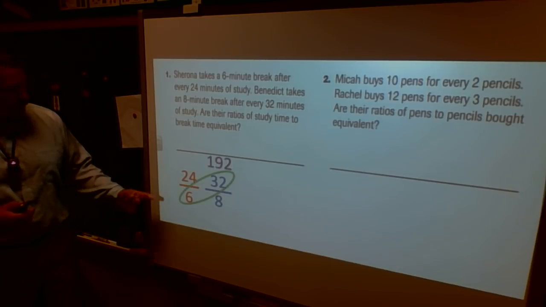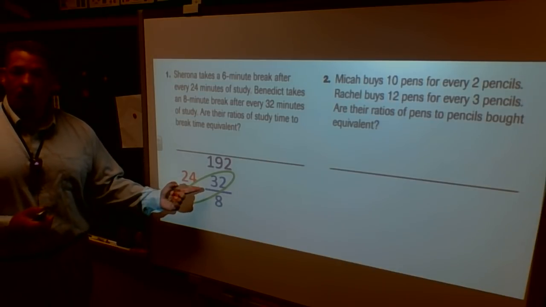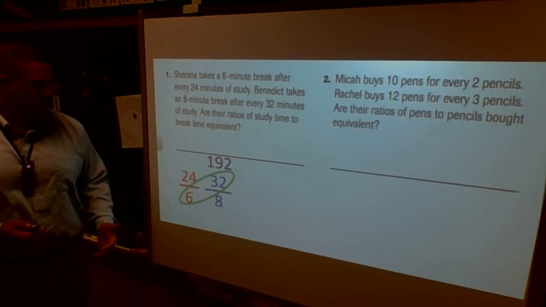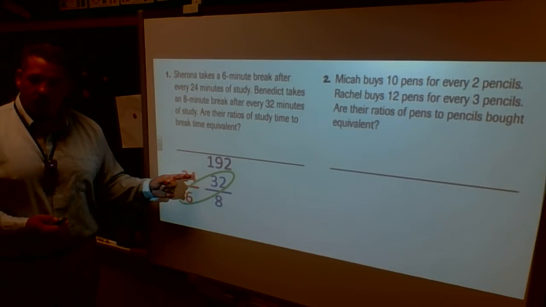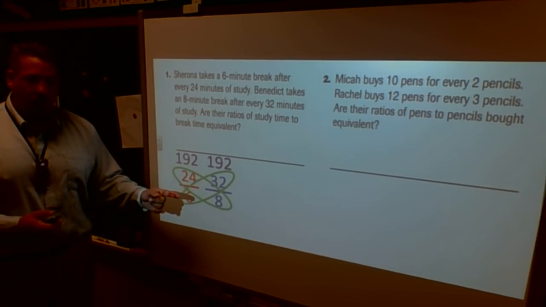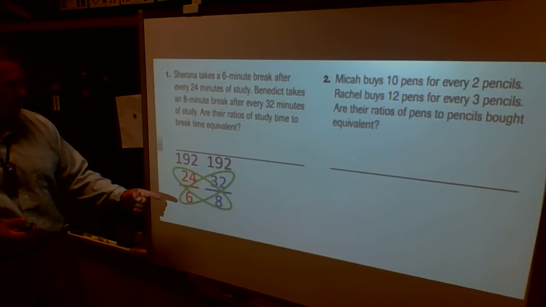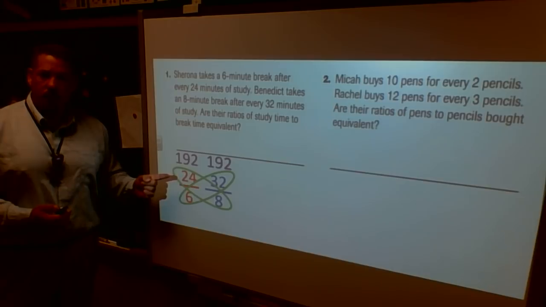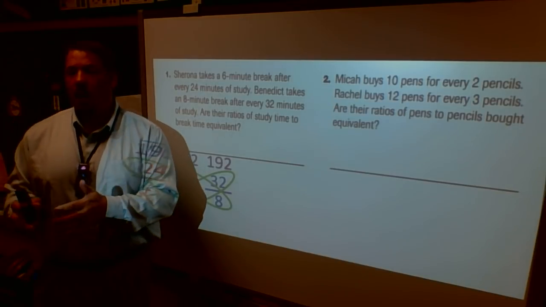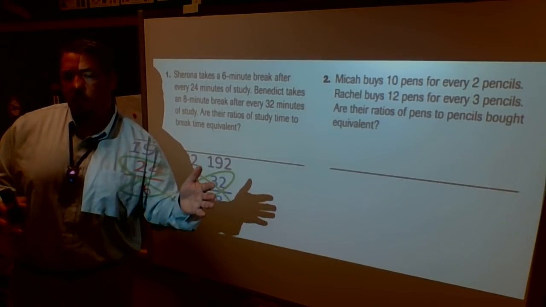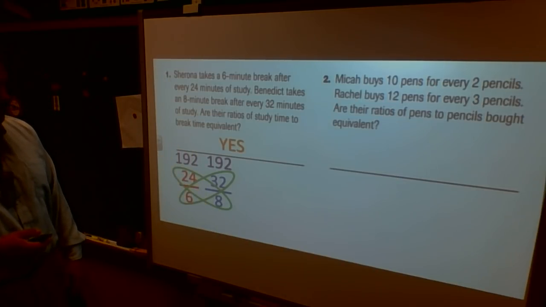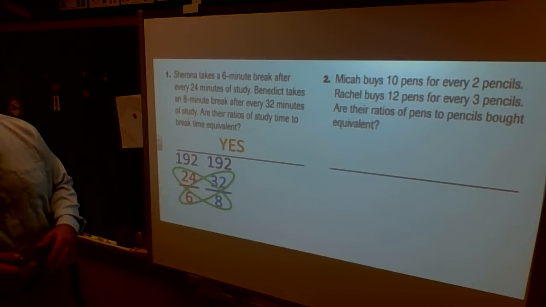So let's try. When I multiply 6 and 32, I get, on my handy-dandy calculator, 192. When I multiply 8 and 24, that makes that butterfly, that multiplication sign, 8 times 24 is also 192. So will they spend the same amount of time studying and the same amount of time breaking? Yes, they absolutely will.